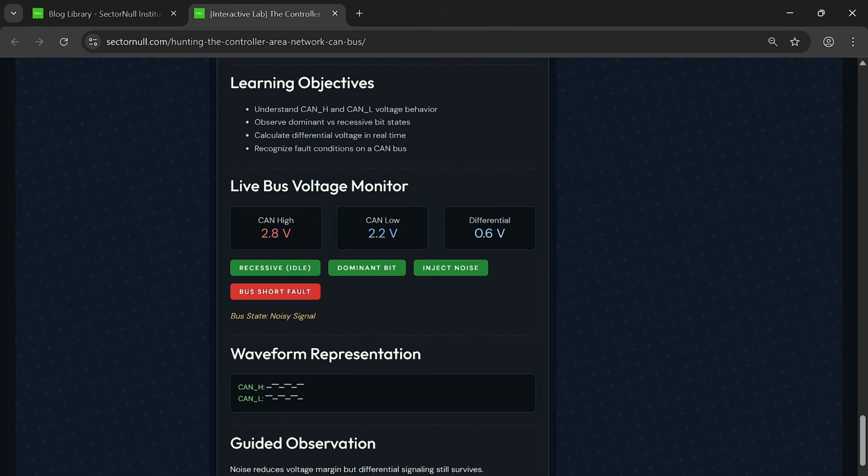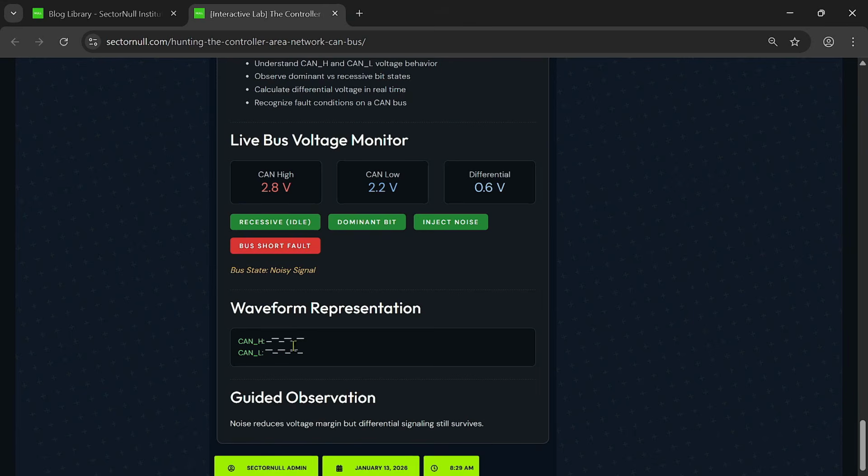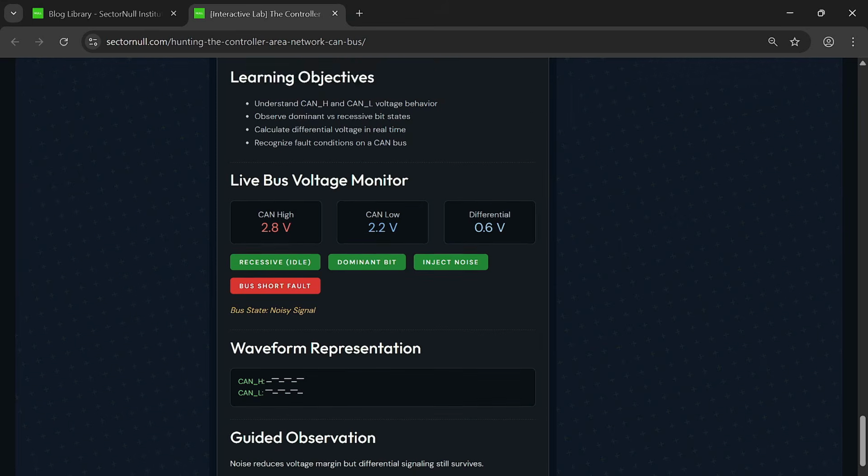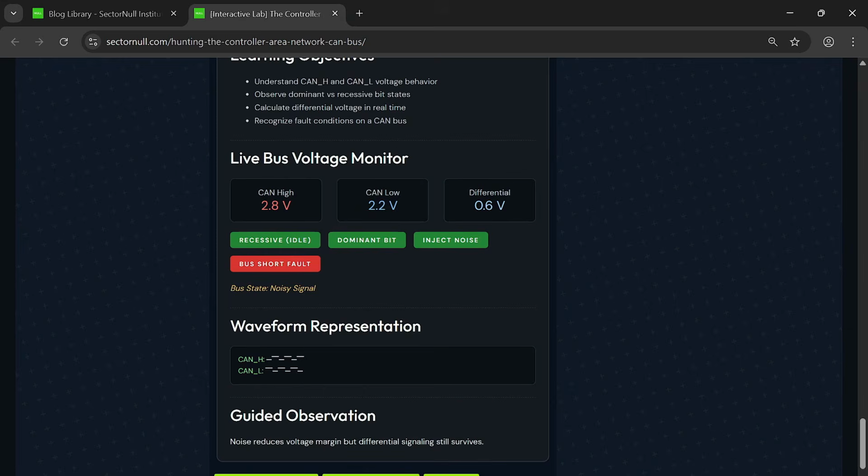Now, let's move our eyes to the waveform representation. You can see the CAN high is oscillating and CAN low is oscillating in the opposite direction. Now, on your car, if there's noise, they will probably mirror each other and still try to work, but if the noise is too big, the differential will be small, right? And this is where you will get the communication errors between the vehicle components and controller units.